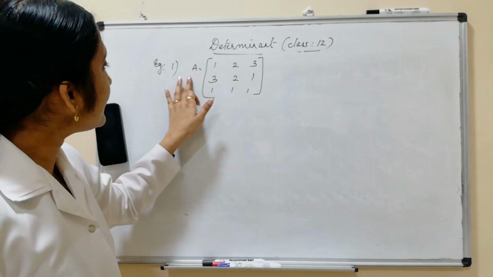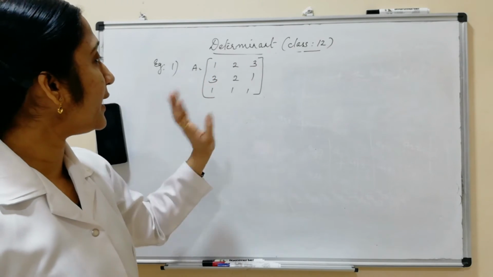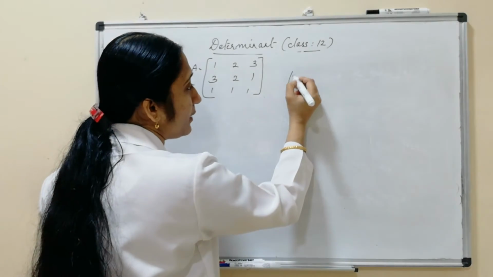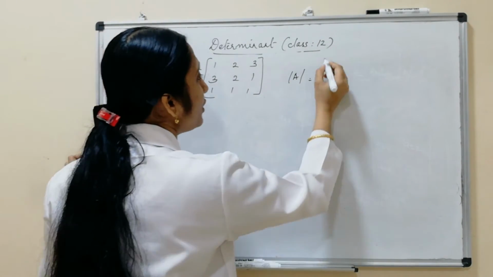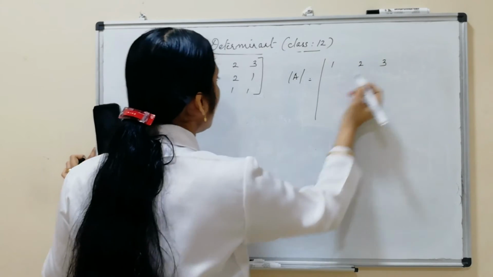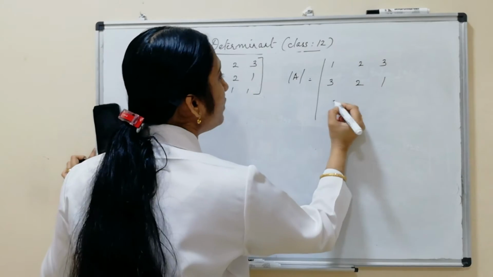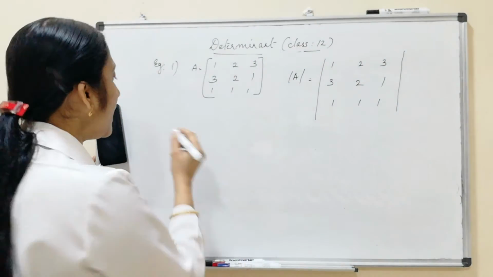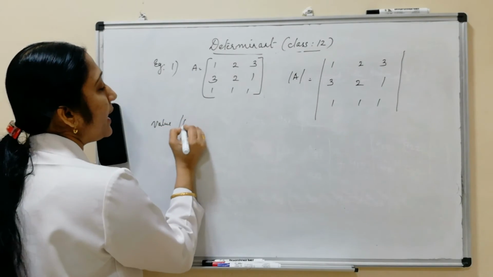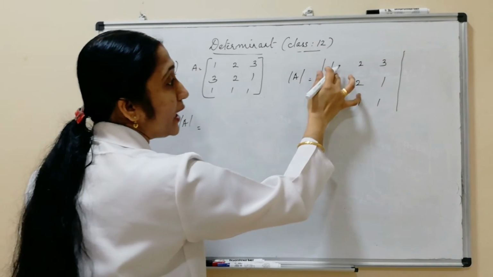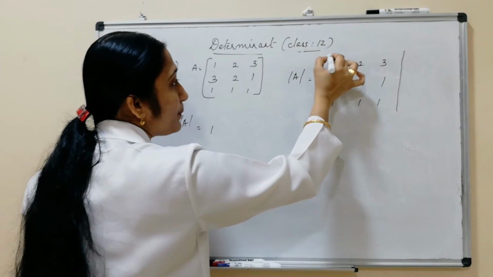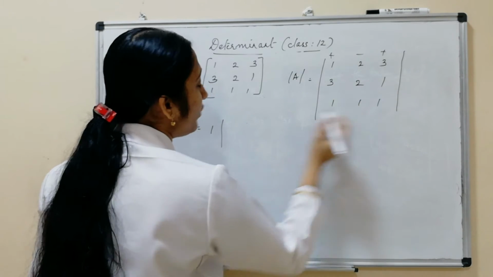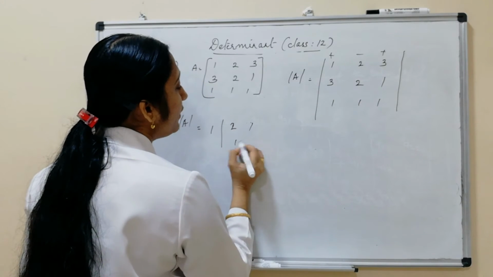So the given example is the matrix 1, 2, 3, 3, 2, 1, 1, 1, 1. What is the determinant? Determinant A equals 1, 2, 3, 3, 2, 1, 1, 1, 1. This is a 3 by 3, order 3 determinant. Then how to find the value? So the value of determinant A equals, here you have to take the first 1, that is plus minus plus. So 1 times the determinant of the remaining 2 1, 1 1.